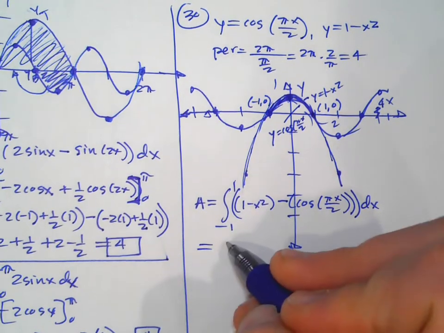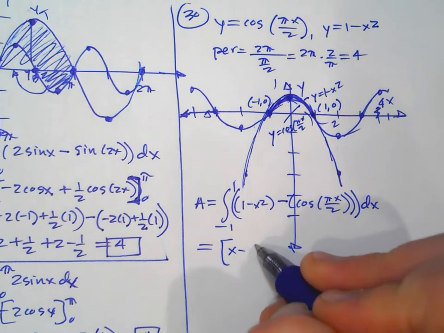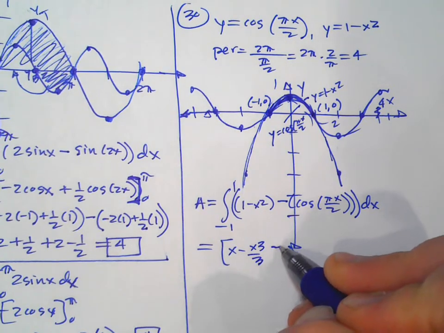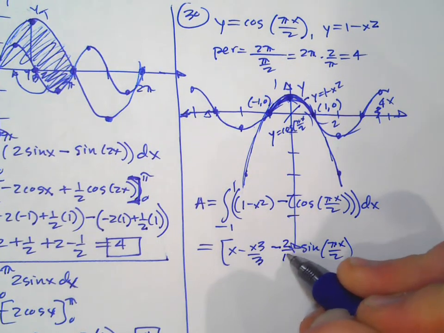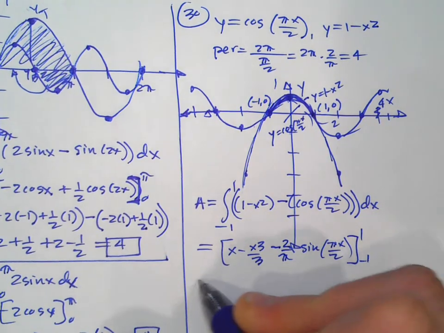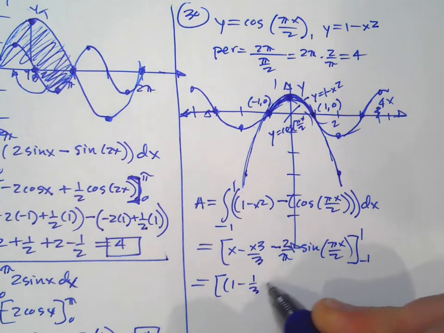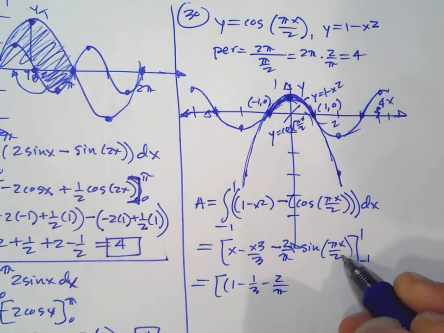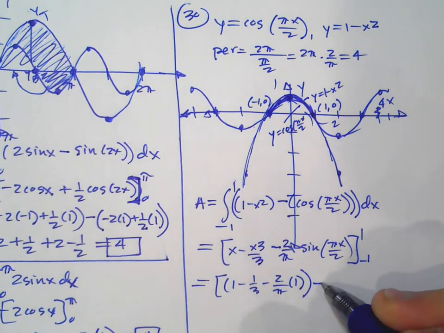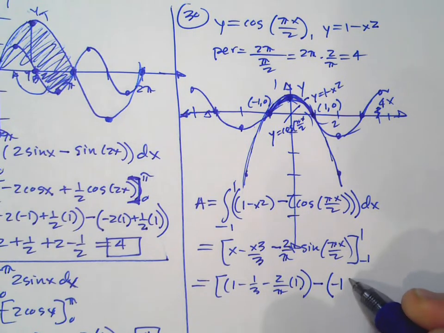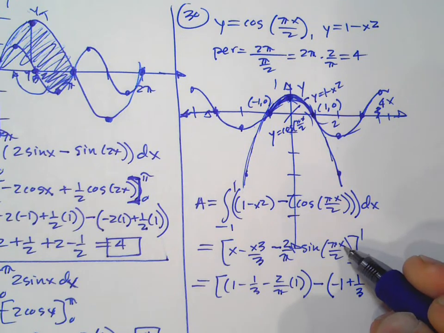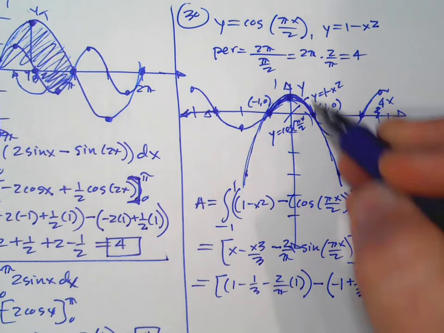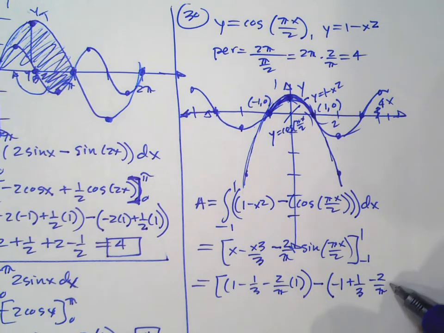So the antiderivative is x minus x cubed over 3 minus, it's going to be sine of pi x over 2, but there's going to be extra pi over 2, so you need a 2 over pi in front. -1 to 1, so you plug 1 in, you get 1 minus 1/3 minus 2 over pi. Sine of pi over 2 is 1, minus -1 plus 1/3 minus 2 over pi. Sine of negative pi over 2 is -1.